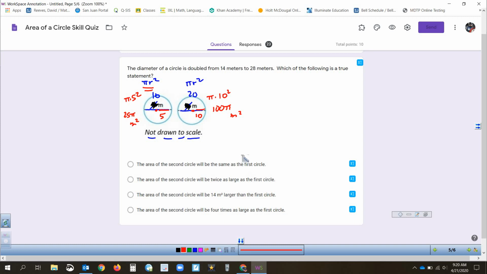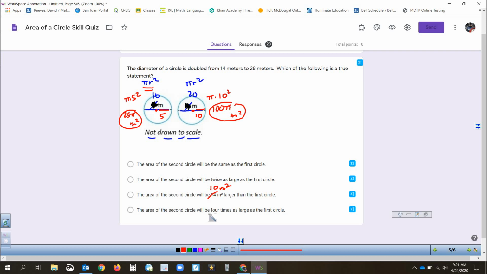Is the area of the second circle the same? Are those two the same? Is the area of the second circle twice as large? Is 100 twice as big as 25? The area of the second circle will be 14 meters larger. Well, that 14 was because this was 14 and this was 28. So in this case, it went from 10 to 20, so this would be 10. Is the area of the second one 10 square meters larger? Is this 10 bigger than that?